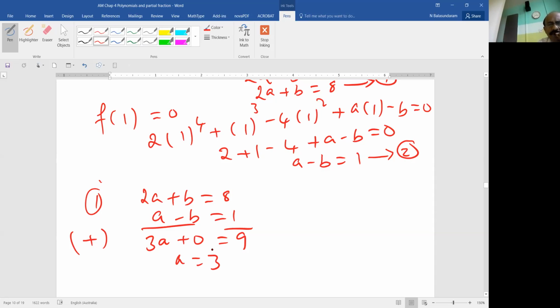If a equals 3, I want to find the value of b. So 2 times 3 plus b equals 8. 2 times 3 is 6, so the value of b is equal to 2. So I get a equals 3 and b equals 2. You can cross check: 2 times 3 is 6 plus 2 is 8. The second equation, 3 minus 2 equals 1. It means the values of a and b are found.